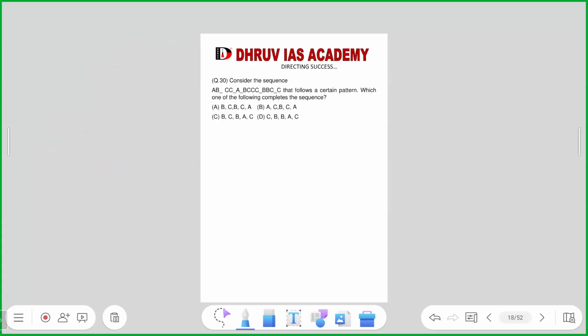Okay, consider the sequence. Now this is something called a rhythmic arrangement. Consider the sequence AB dash CC dash A dash B CCC dash BBC dash C that follows a certain pattern. Which one of the following completes the sequence? Okay, I think I will just do it here itself.